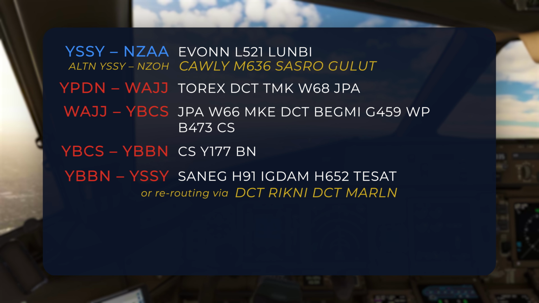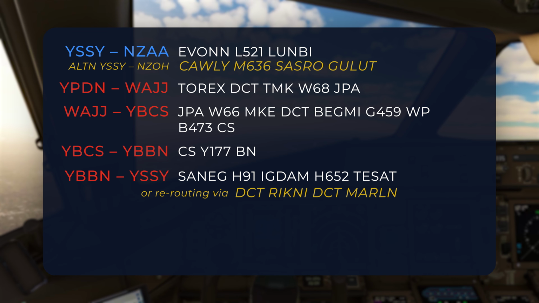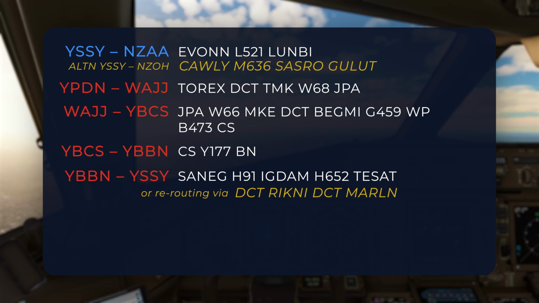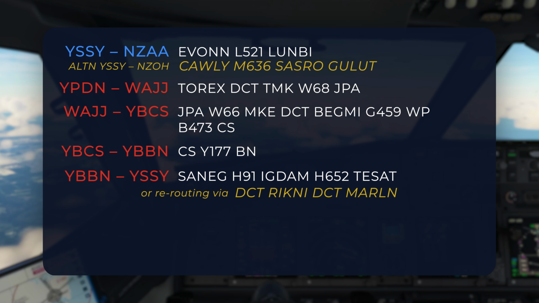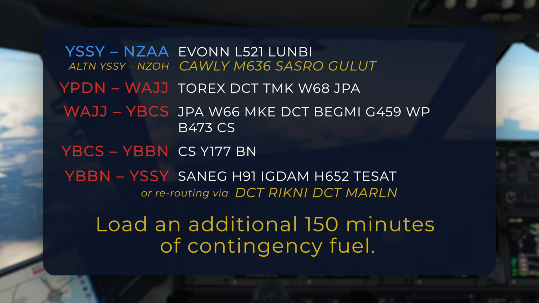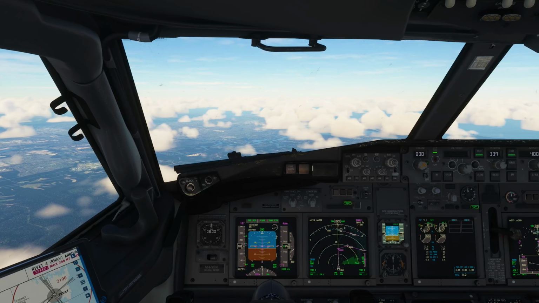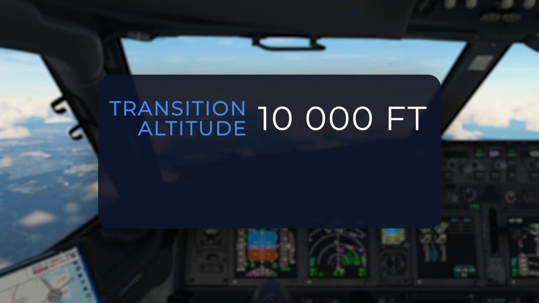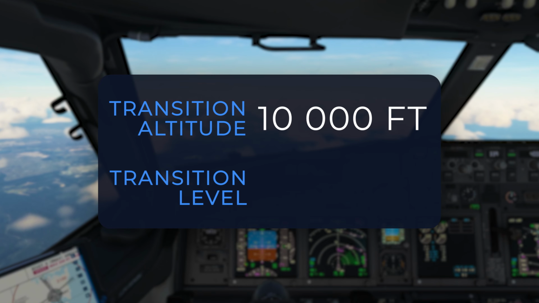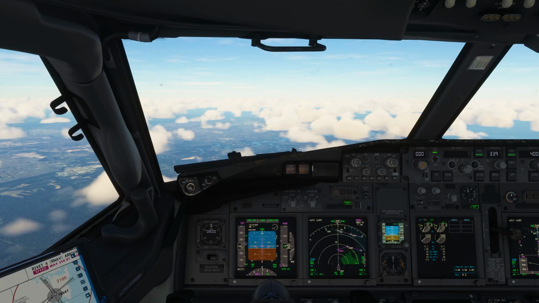On screen is the standard ATS routing for each leg. All pilots must file and use these standard routes. Due to the popularity of this event, expect significant ground and airborne delays, and ensure you load extra fuel. As a rule of thumb, an additional 150 minutes of contingency fuel should suffice. In Australia, the transition altitude is 10,000 feet, and the transition level is flight level 110.